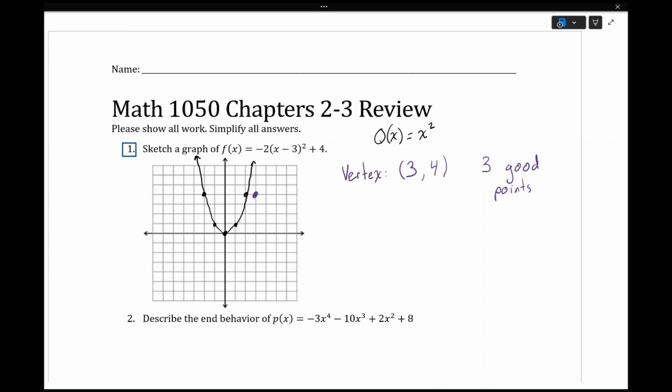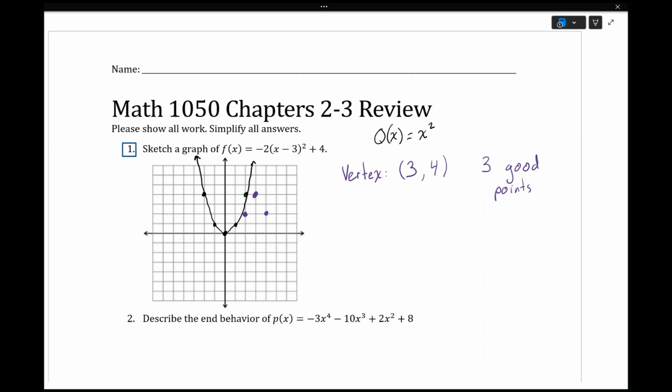Now, how do I get 2 other good points? Well, remember, in our basic quadratic, I went over 1, up 1. This -2 is a vertical stretch. It flips it and stretches it. So in other words, I'll still go over 1 to get a good point, but instead of going up 1, I'll go down 2 because of that -2. So I go over 1, down 2. And since they're symmetric, I do that on the other side. So there are my 3 good points, and I can just draw the shape.